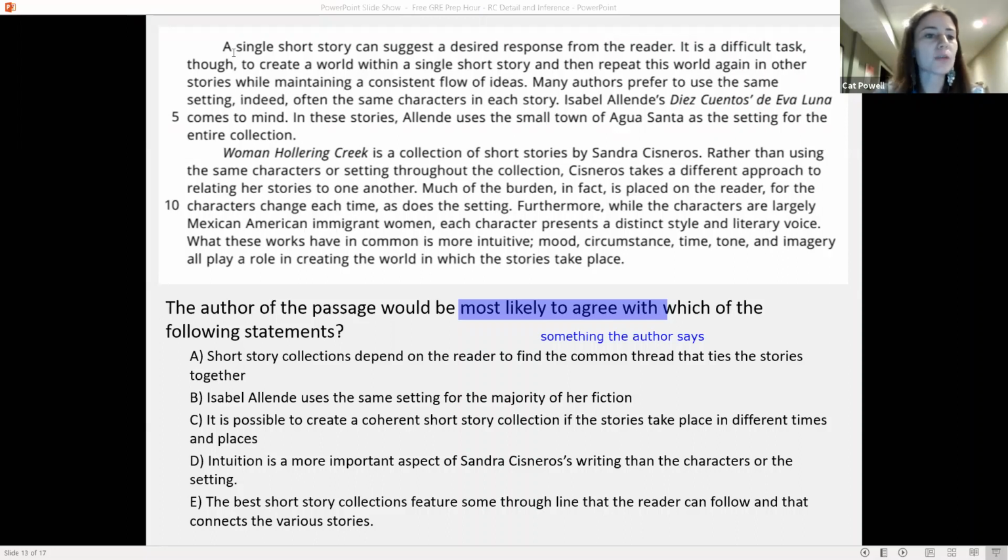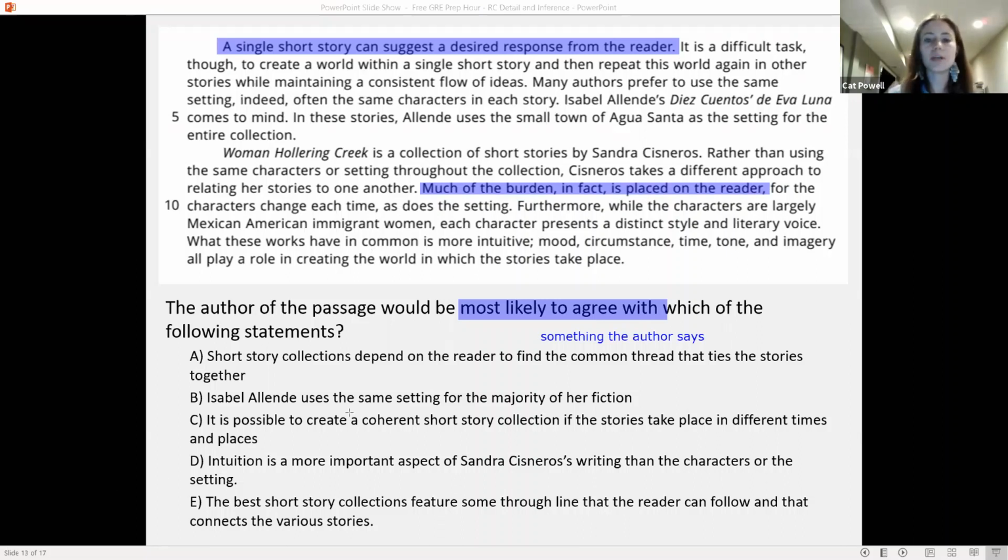So I definitely agree. We're talking about a single short story that can suggest a desired response from the reader. So we're saying that short stories try to get people to think or feel something. They're trying to evoke a feeling or suggest a desired response. But then look at the language. That says "suggest." I do also have down here, people cited this, much of the burden is placed on the reader. So that's even a little bit stronger.